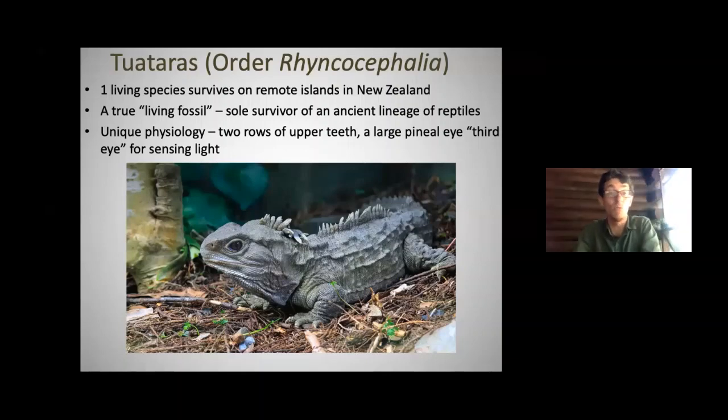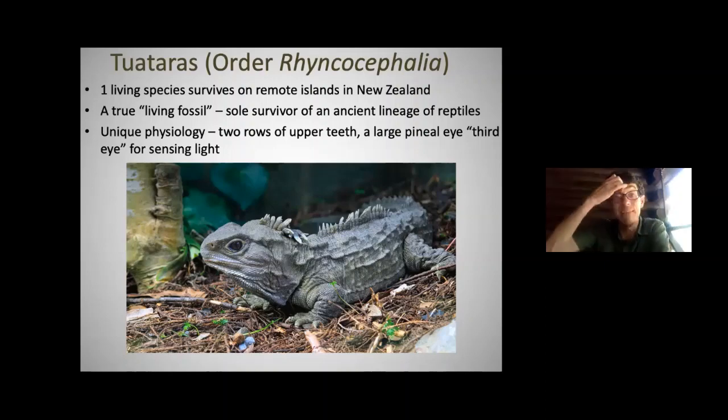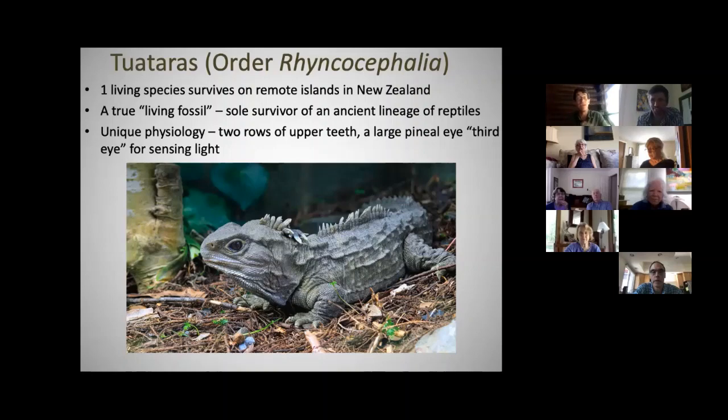Tuataras are super weird reptiles that many people do not know about. There's only one species that is alive today on a few remote islands in New Zealand, and they are truly a living fossil. They're one survivor of an ancient lineage of reptiles that branched off way back, like around when turtles branched off, probably, or a little later. But again, we just don't understand a lot about them, and they're unique.